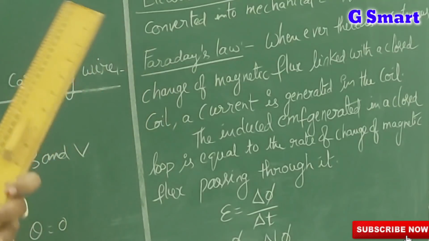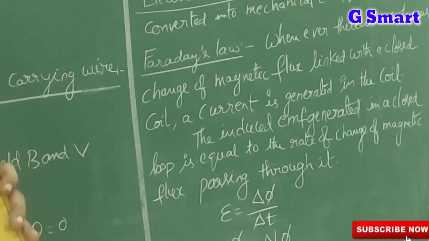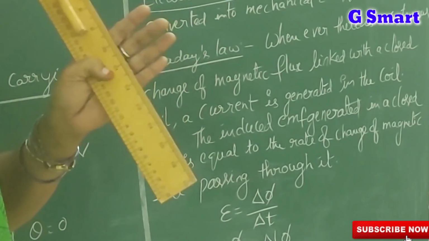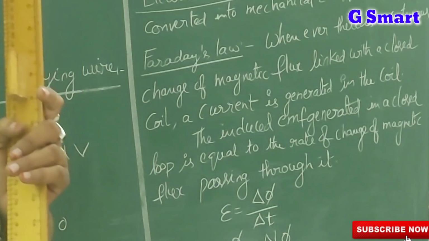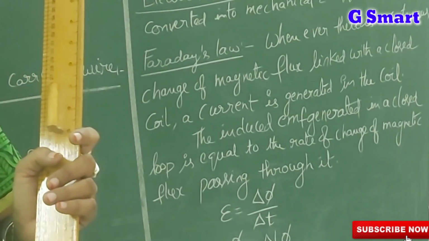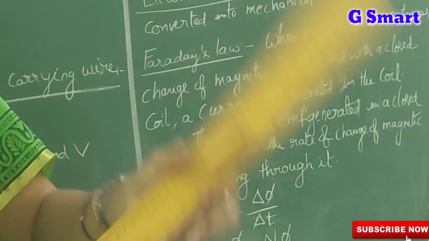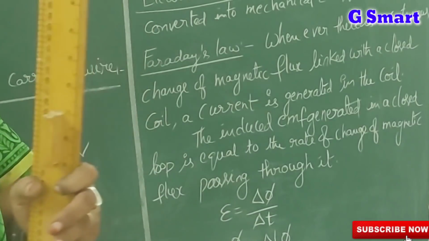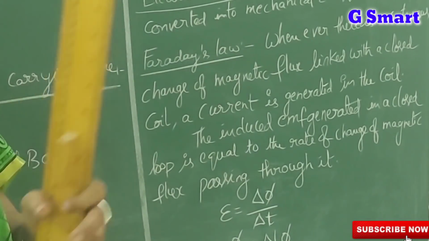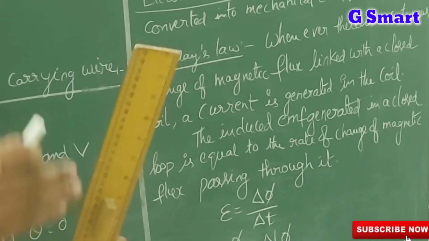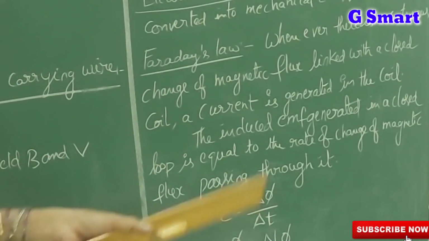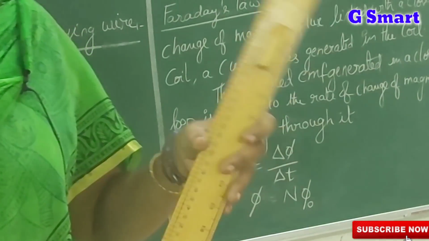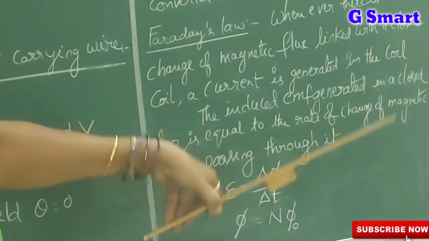So we can say there is a change in flux. When we bring the magnet near the coil, more flux passes through the coil. When we move it backwards in the opposite direction, a lesser amount of magnetic flux passes through the coil. So there is a magnetic flux change in the coil. That is the cause for the generation of current in the coil. That is called induced current. Due to the external magnetic field, current is generated in the coil.